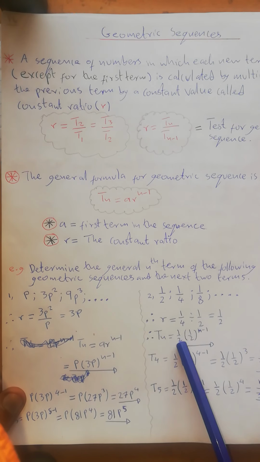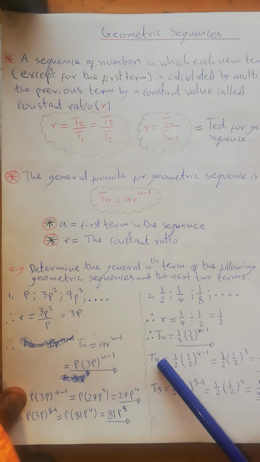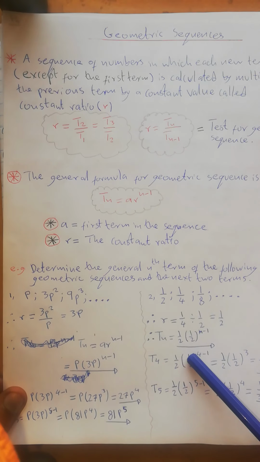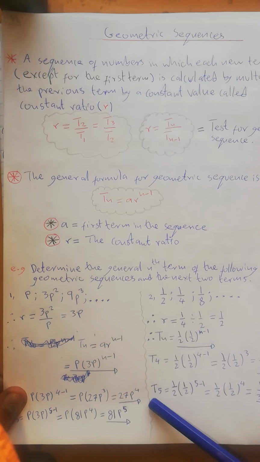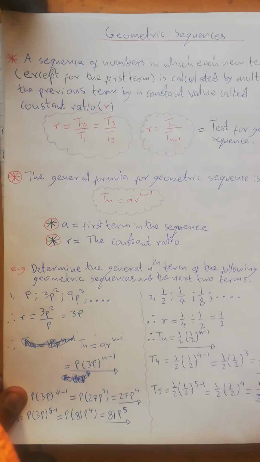So your Tn is going to be your first term, which is a half, into your ratio to the power n minus 1. Therefore, let's look for the fourth term. It's going to be a half into a half to the power 4 minus 1, and then you'll get 1 over 16 as your fourth term. The fifth term, the same thing, but your n here is 5, and then you'll get 1 over 32 as your answer.